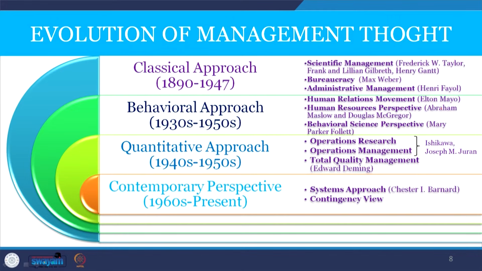The quantitative approach to management emerged in the decade of the 1940s to 50s. The major highlights were operations research, operations management, and total quality management. Ishikawa, Joseph Juran and Edward Deming were the proponents of the quantitative approach to management.